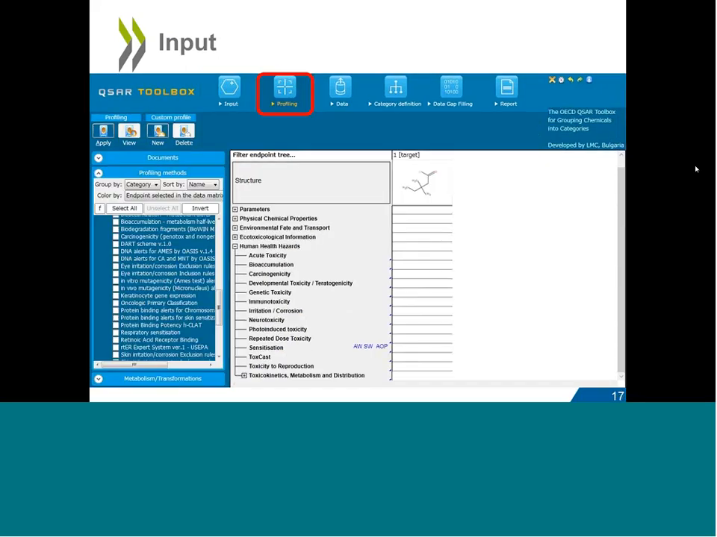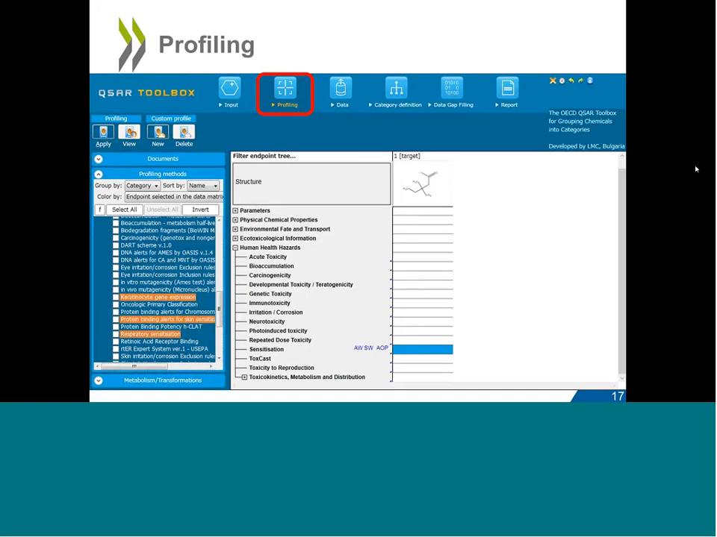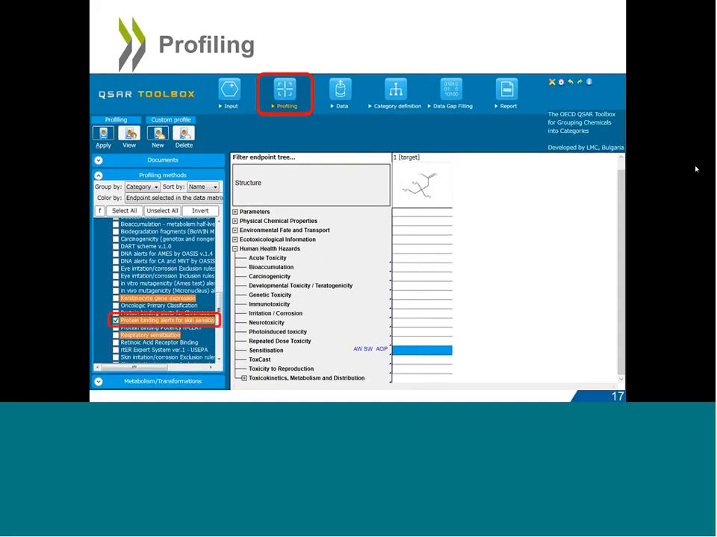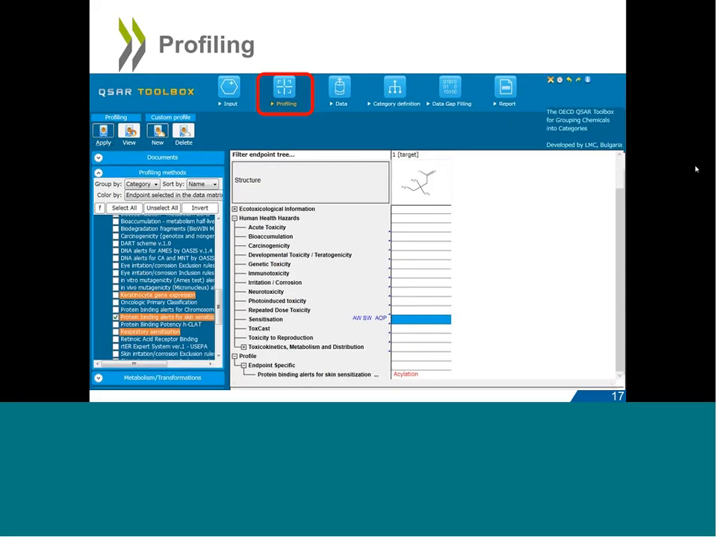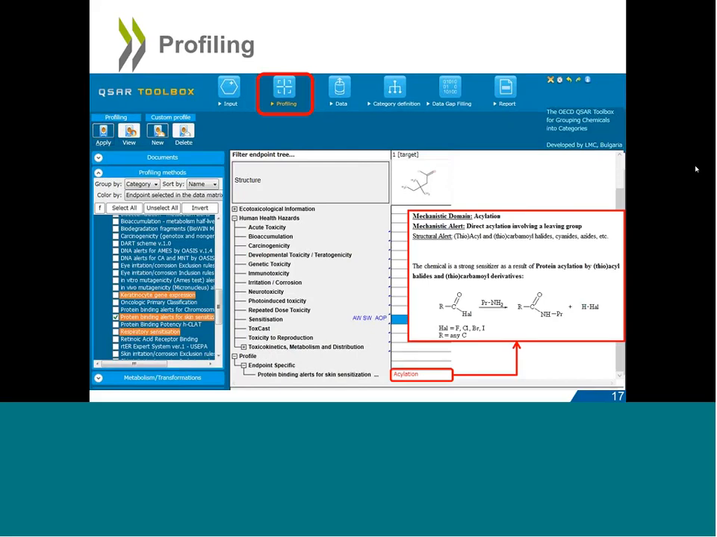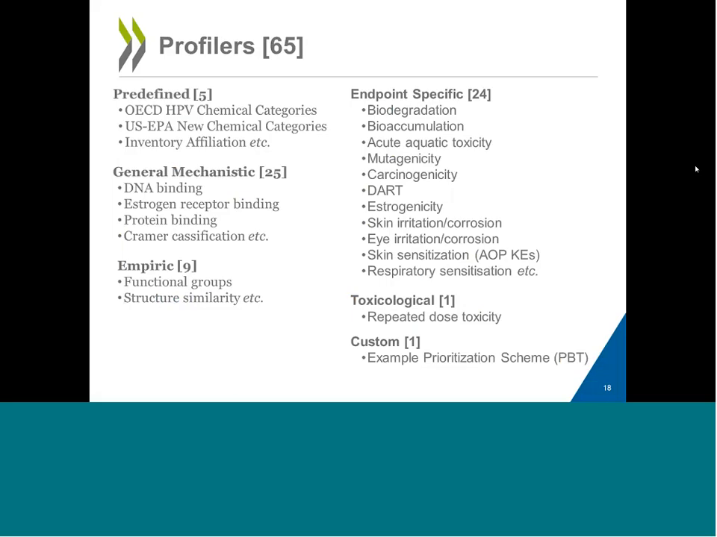The second one is the profiling module, where you can see profilers. If you select an endpoint in the endpoint tree, profilers related to the endpoint are highlighted. You can select profilers you like. In this case, it is shown that this target chemical has a structural pattern of protein binding by acylation. These are the types of 65 profilers in the QSAR Toolbox version 4.0.